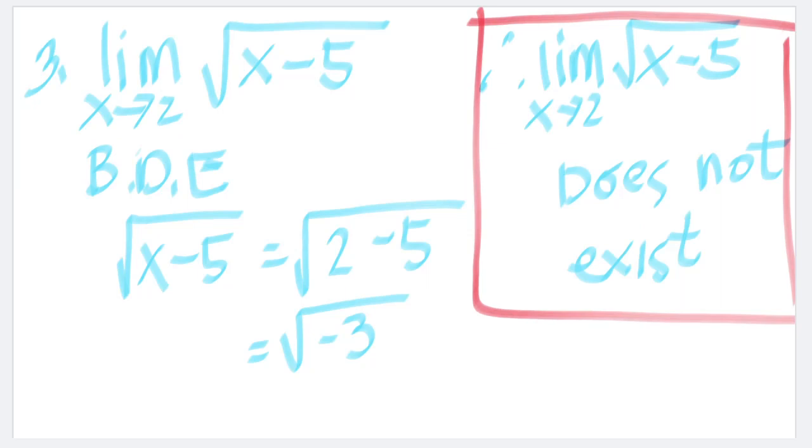Great, it does not exist. If you want to graph that one out of curiosity, I will not go through that process because it would take too long. If you graph it, you will notice that the graph in its domain will not really approach 2. So there is nothing it reaches, your f of x does not approach anything. So the limit of square root of x minus 5 as x approaches 2 does not exist.